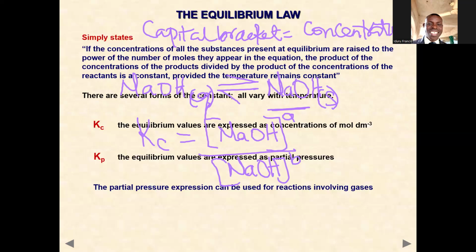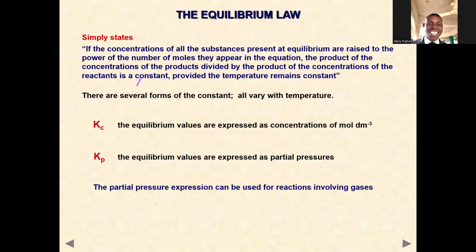Now, let me use another example that will illustrate it very well. Like A plus B will give me C plus D. To balance A, I'll put small a. To balance B, I'll put small b. To balance C, I'll put small c. And to balance D, small d. So these are the coefficients of the reactants and products A, B, C, D. The small letters a, b, c, and d represent the coefficients.